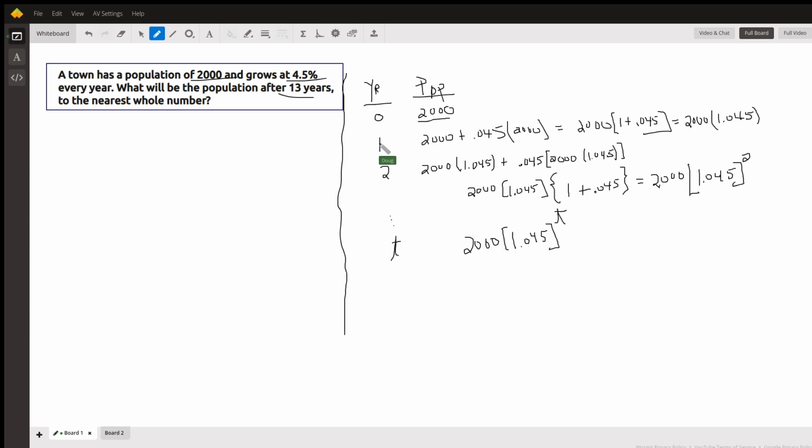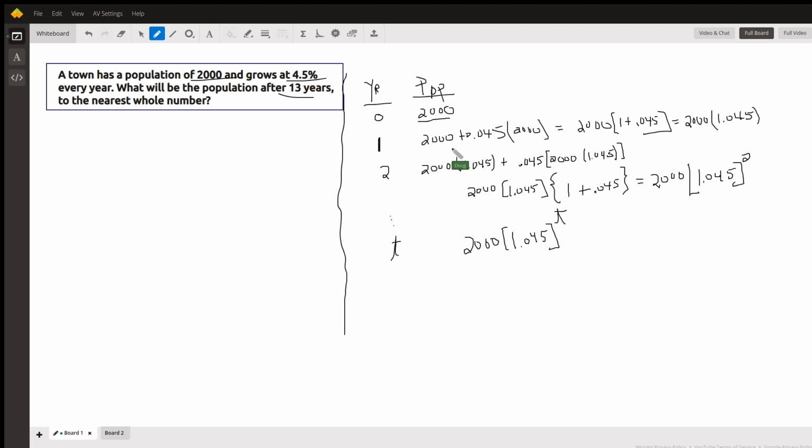Now, how would you calculate the number of people after year one? Well, you'd start with 2,000. You'd take 4.5% of 2000 and add it on to what you started with. And 4.5% is 0.045.